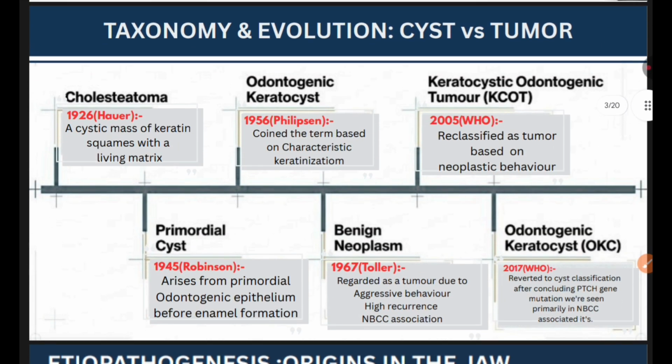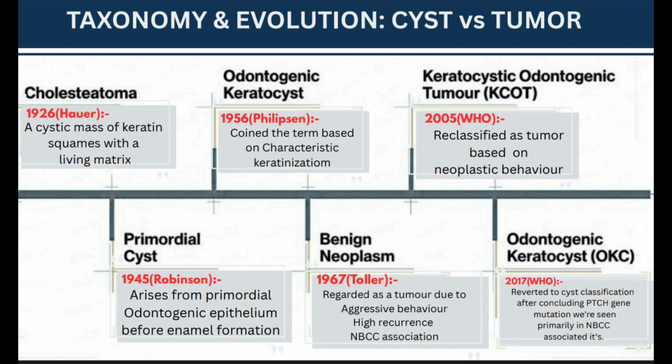What is the history or taxonomy of the odontogenic keratocyst? In 1926, Hoyer described it as cholesteatoma, which means a cystic mass of keratin squamous with a living matrix. He said that it is a cystic mass of keratin within which there is a living matrix. In 1945, Robinson described it as a primordial cyst because the cyst arises from the primordial or primitive odontogenic epithelium before enamel formation. So Robinson says that the cyst arises from primitive epithelium.